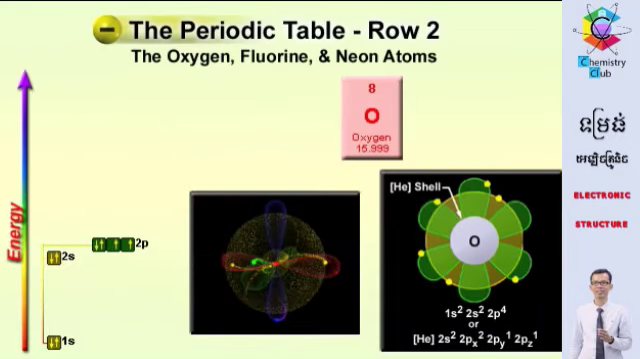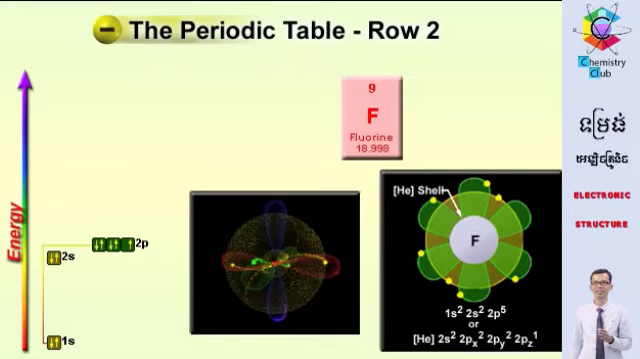Now let's complete the second level. Oxygen has the configuration 1s2, 2s2, 2p4. Fluorine is 1s2, 2s2, 2p5. And neon is 1s2, 2s2, 2p6. We've also shown electron configurations within the px, py, and pz orbitals on the screen.